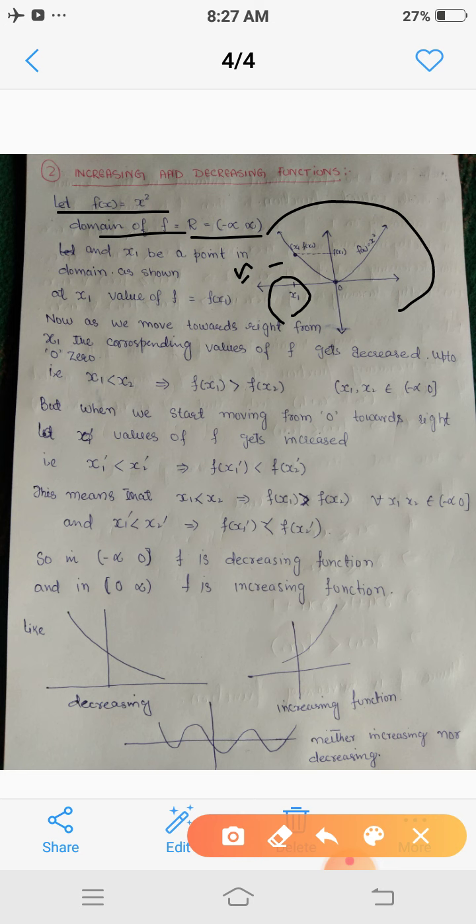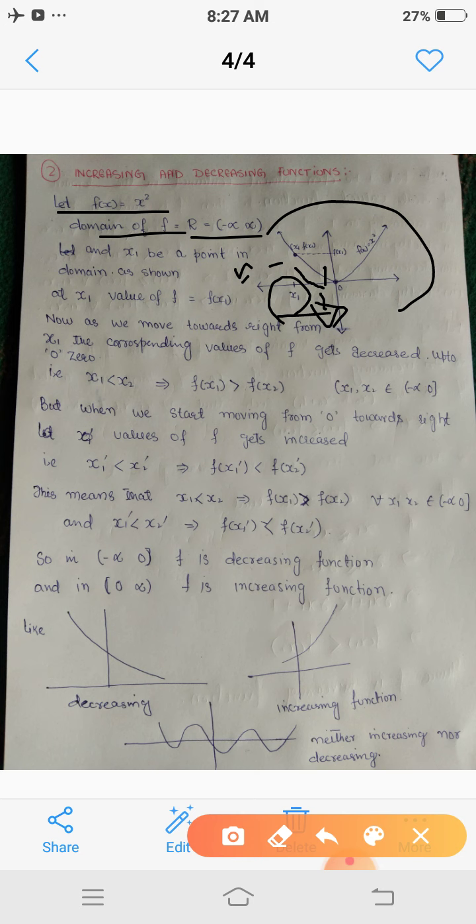Now when we start moving from A towards the right from this x1, in this direction, the corresponding values of f of x start decreasing. Here, if we consider point x2, its value is f of x2. Now f of x1 is greater than f of x2, where x2 is greater than x1. This means that when we start moving from x1 up to 0, the values of f start decreasing.